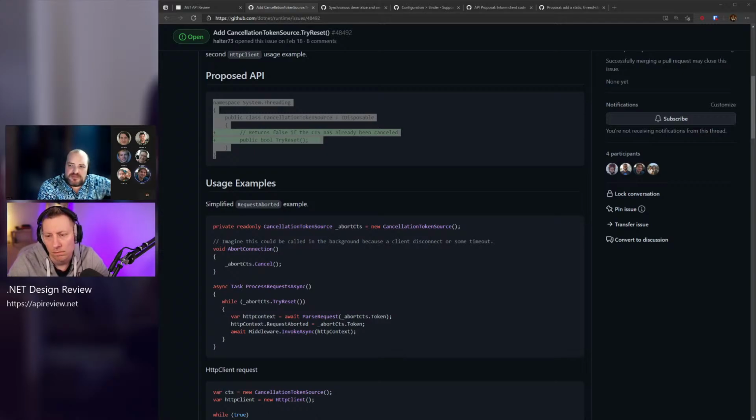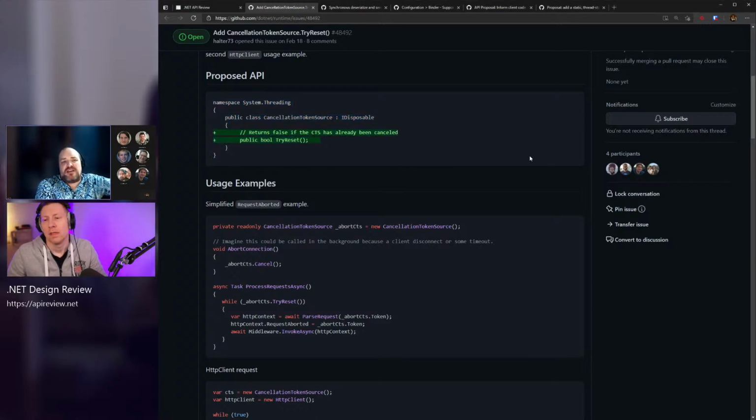Reset specifically just means if the token has not yet been canceled, then reset it. So it'll only return true if the CTS wasn't canceled and no one is still registered with it. Otherwise, it'll return false. Wait, it doesn't clear the registrations. It returns false if there is a registration. I believe that is the desired behavior.